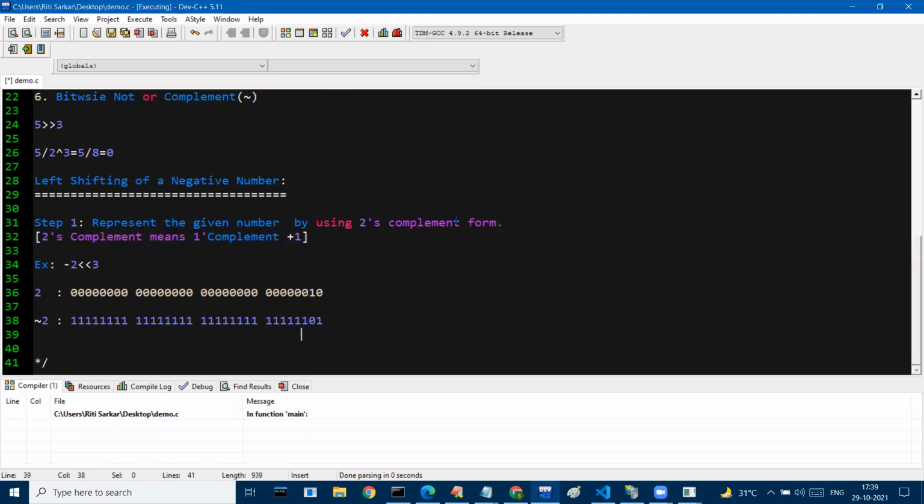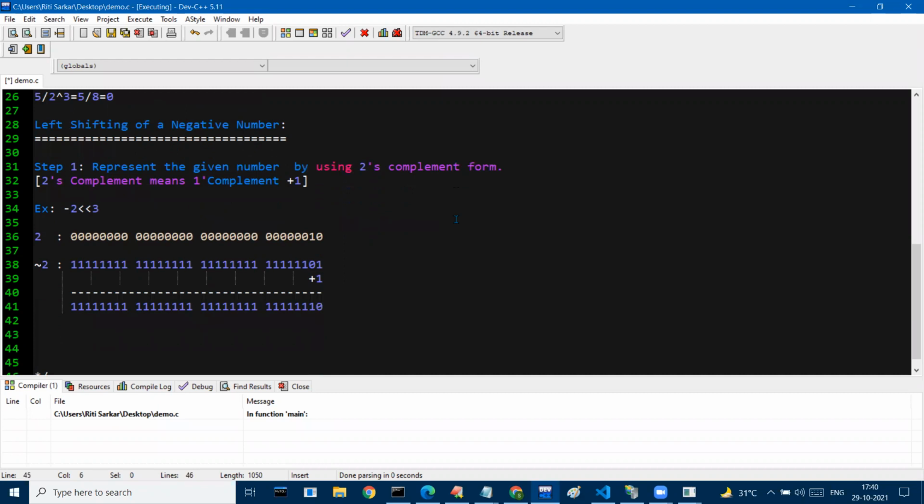But I want the 2's complement. So what do I have to do here? I have to add 1. If I add 1, what is the result? Observe carefully. 1 plus 1 is 0 with a carry of 1. Now from here to here, all the 1s will be copied. This is the result that we get in the form of the 2's complement of the given number.